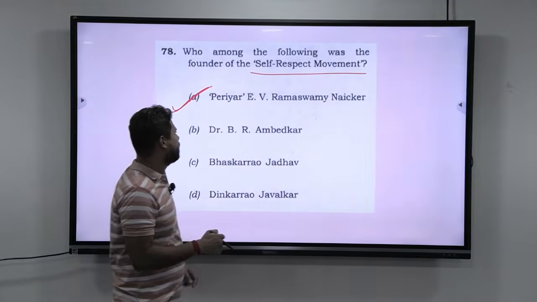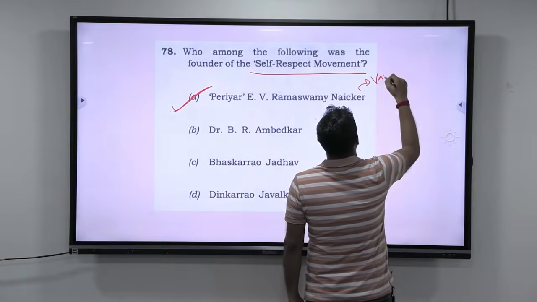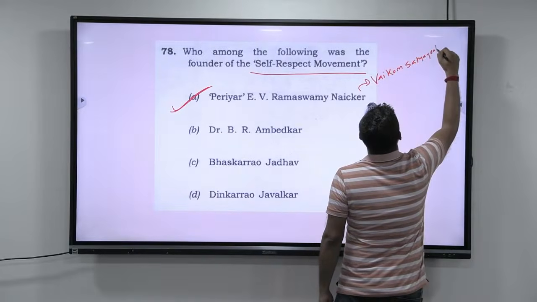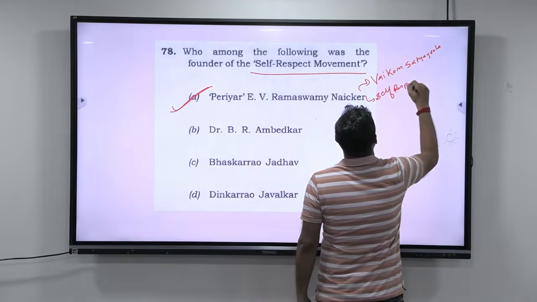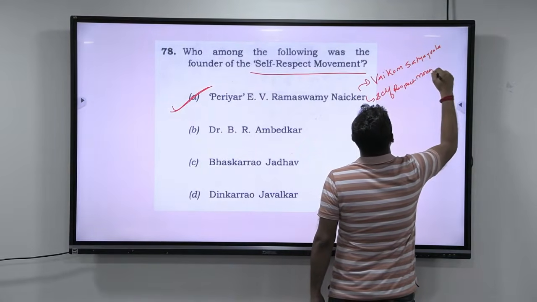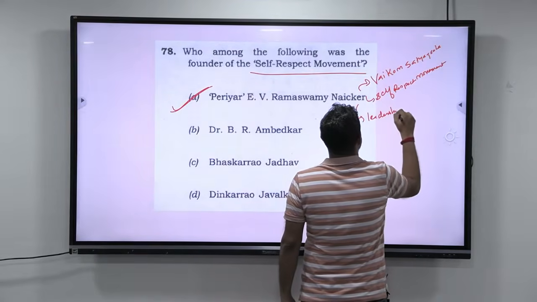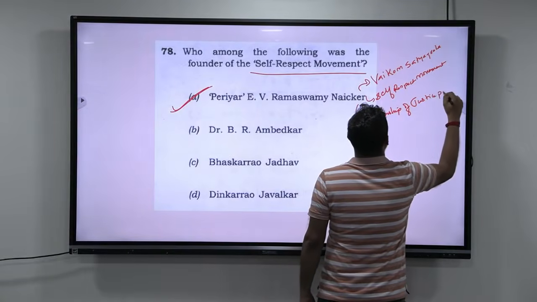For example, Periyar E.V. Ramaswamy Naicker. Whenever I say this, automatically your mind should know these things. Vaikom Satyagraha. Then obviously the self-respect movement. Then the leadership of the Justice Party.